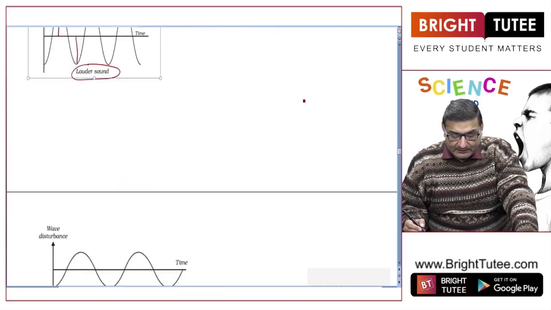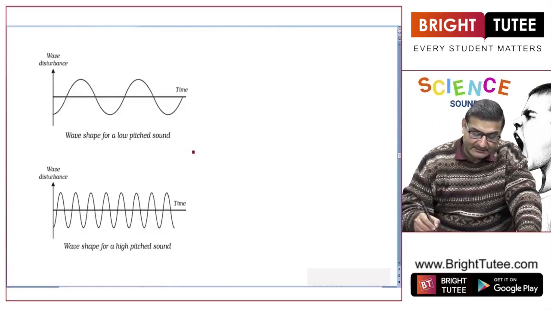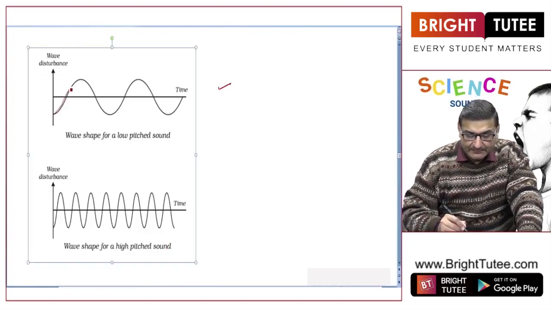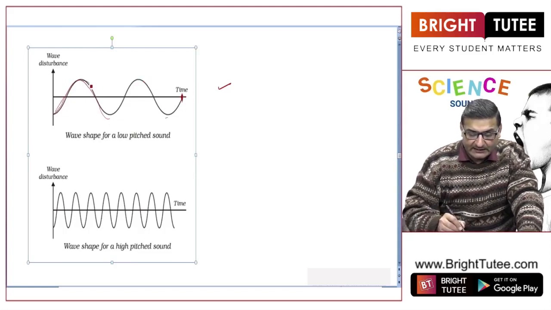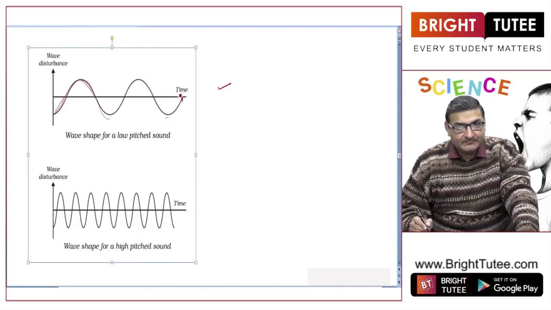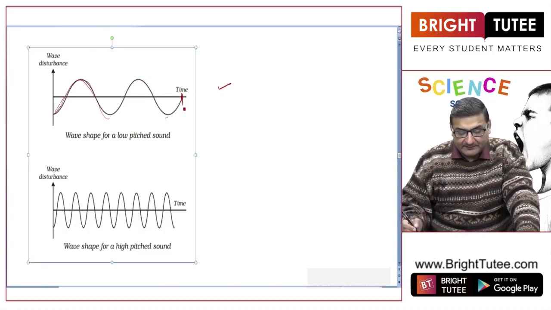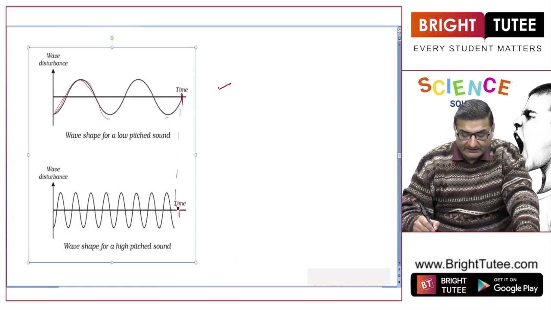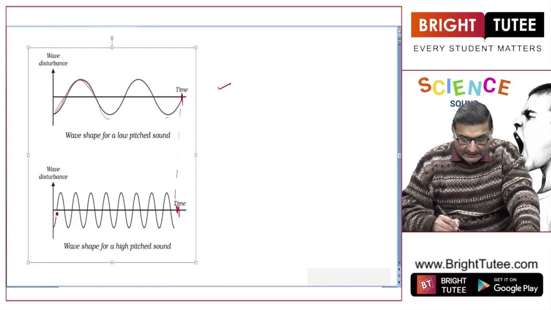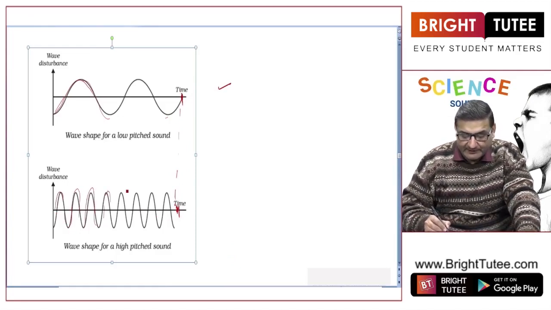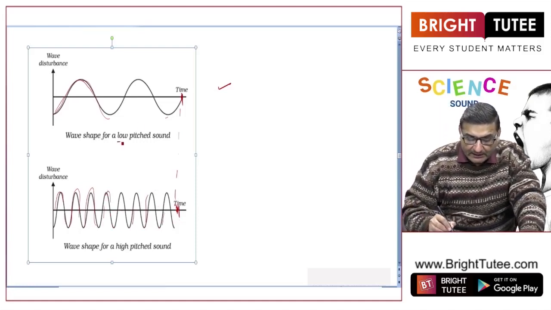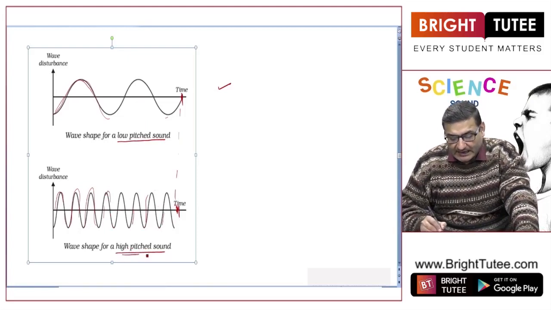Let us take an example with the help of once again this particular graph. Now, in the first graph, you see that the waves are being produced, and in this particular time period, there are two complete waves being produced in a particular time frame. Now, talking about the second example, we see that in the same graph, the time amount remains the same, but now the number of waves being produced is 8. So, this will be a low pitch sound and this will be a high pitch sound.